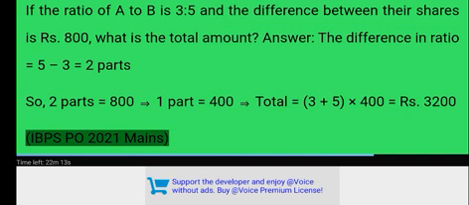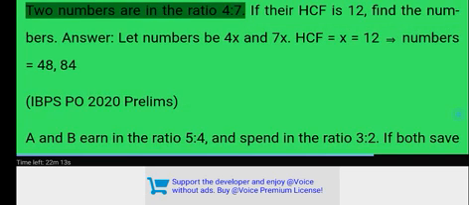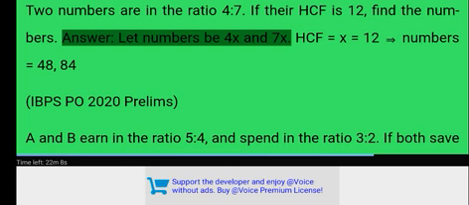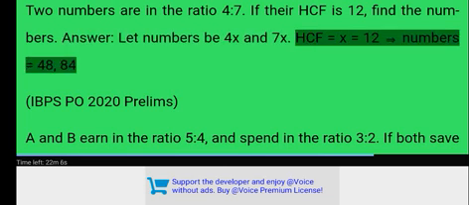IBPS PO 2021 mains. Two numbers are in the ratio 4:7. If their HCF is 12, find the numbers. Answer: let the numbers be 4x and 7x. HCF equals x equals 12, so the numbers are 48 and 84.